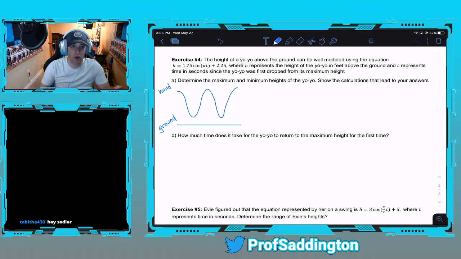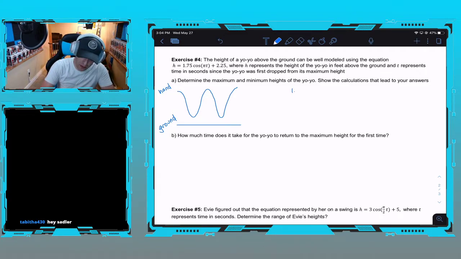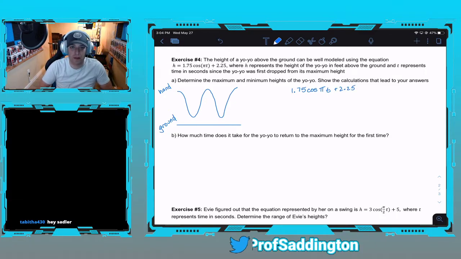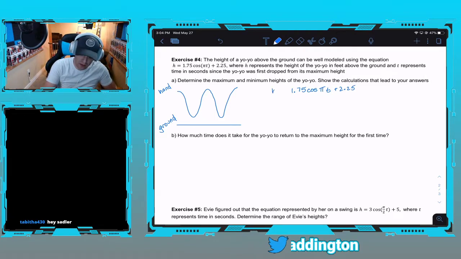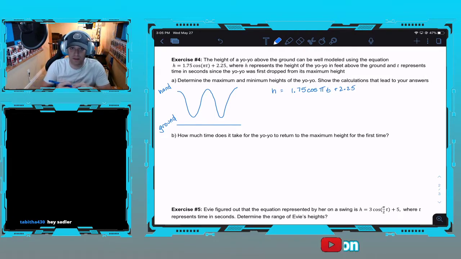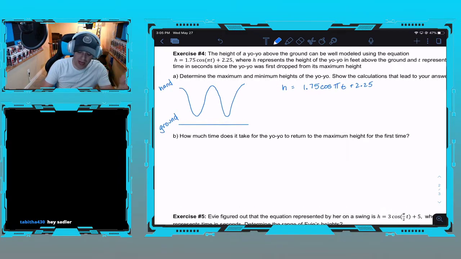So they gave us an equation for this. I'm just going to rewrite this right now: 1.75 cos pi t plus 2.25. So this represents the formula for height. It says determine the maximum and minimum heights of the yo-yo and show the calculations that lead to that answer. So I like doing it with pictures.